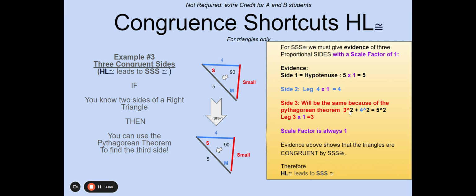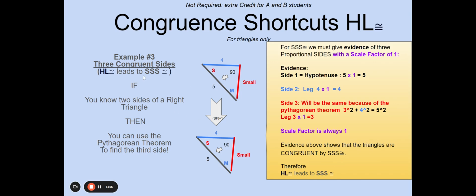We can use the Pythagorean theorem to find the third side. The third side has to be 3. And we just saw that the scale factor is always 1. And so we use HL, the fact we have a hypotenuse leg, through the Pythagorean theorem to prove that all 3 sides are congruent.